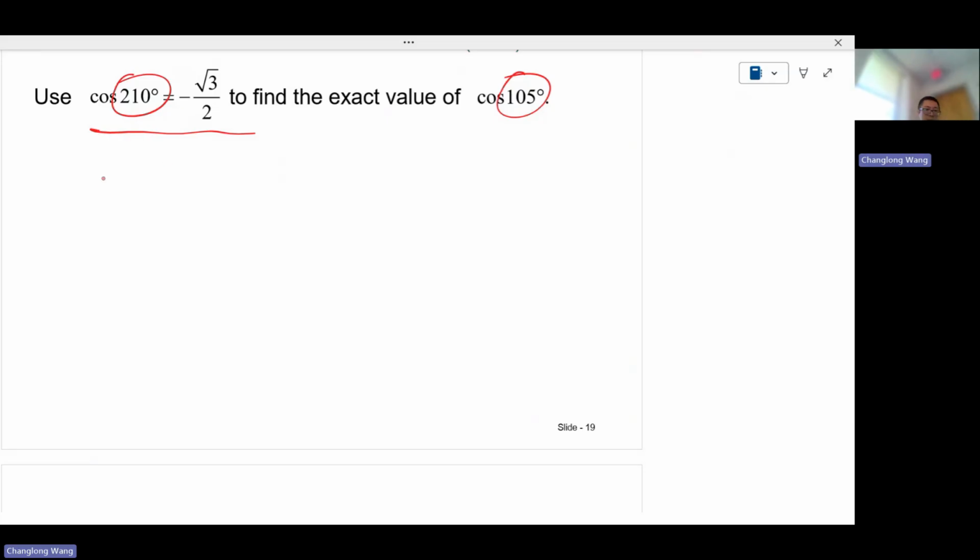So what is the half angle identity? Since we're evaluating cosine 105, we better use the one that has cosine in it. So it's going to be this one: cosine of alpha over 2 is equal to plus or minus the square root of (1 plus cosine alpha) over 2.